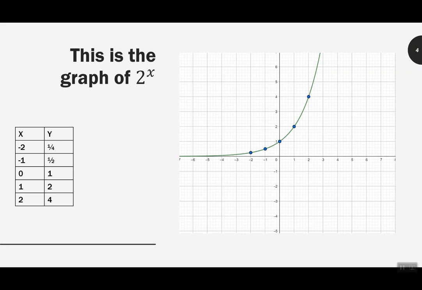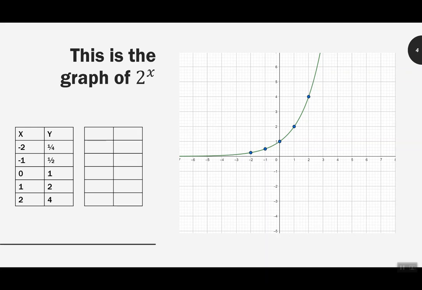Here's the graph of 2 to the x. I graph the points -2, 1/4; -1, 1/2; 0, 1; 1, 2; and 2, 4. Now let's reverse that. That means I'll have 1/4, -2; 1/2, -1; 1, 0; 2, 1; and 4, 2.